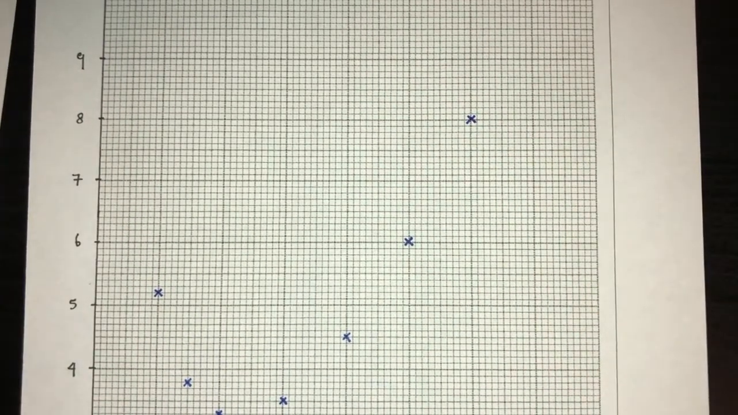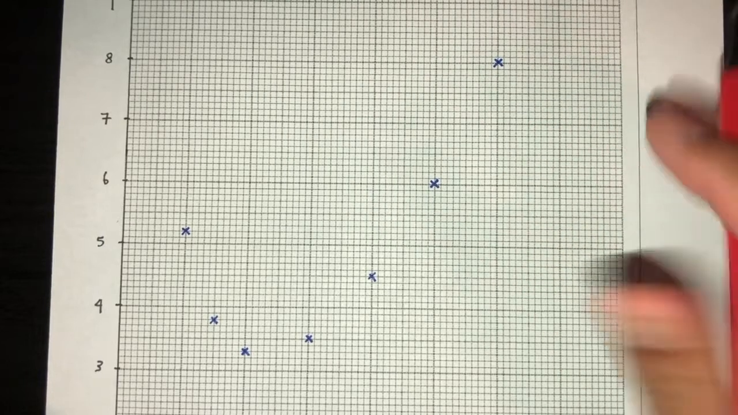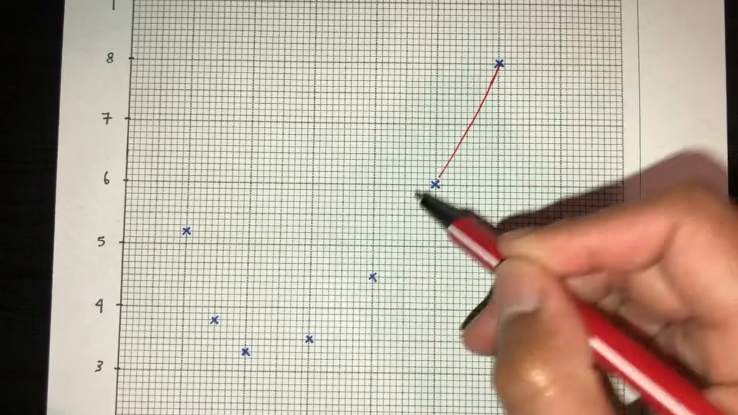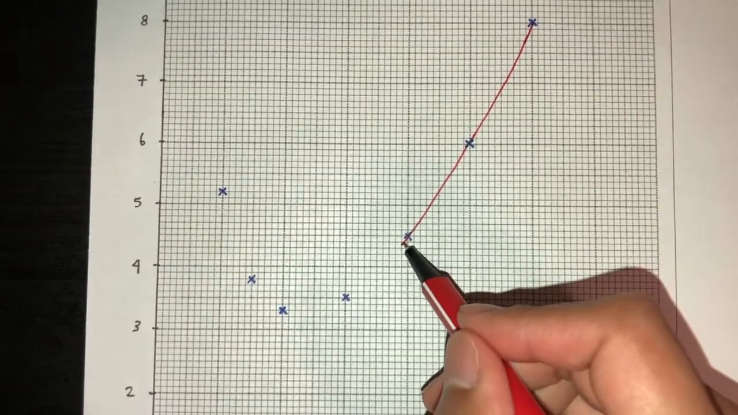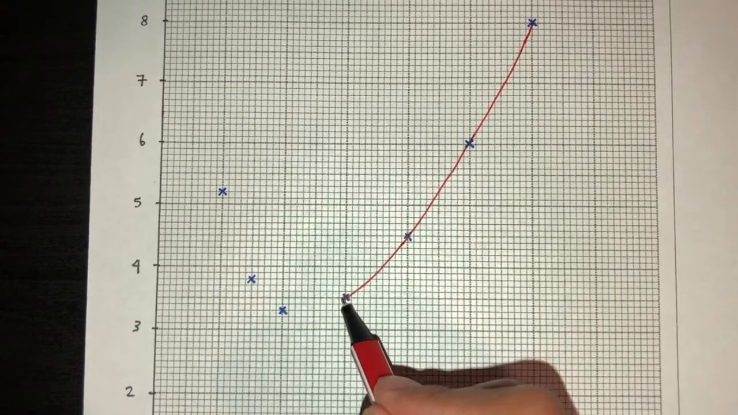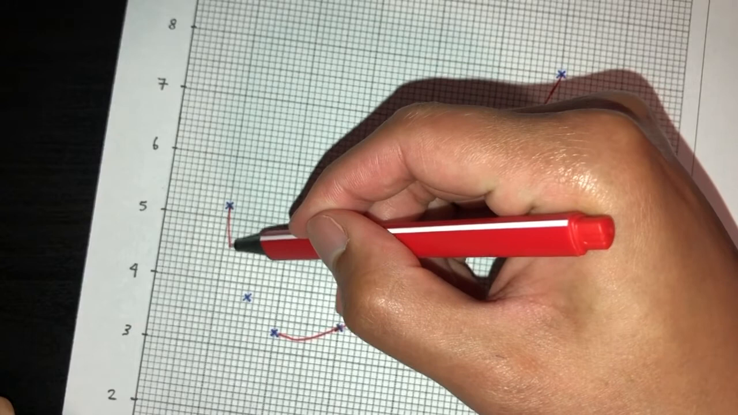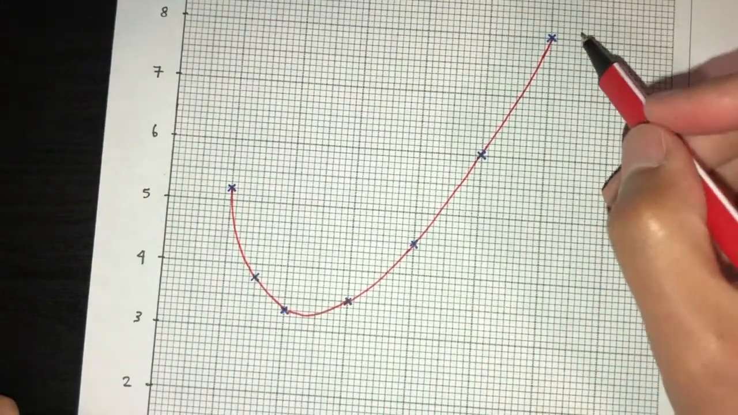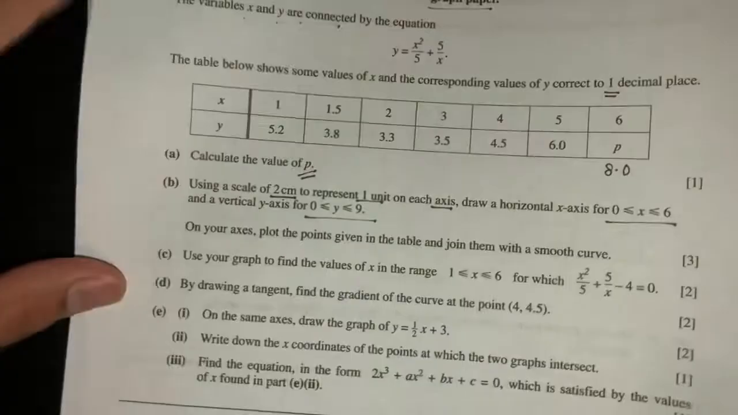Okay, so now we have to join this curve using a smooth line. So let's join this smoothly. Okay, here we go. Try your best. If you're using a pencil, it should be easier to join the curve as smoothly as possible. Okay, here you go. This is your curve for y. That is your question, part B.